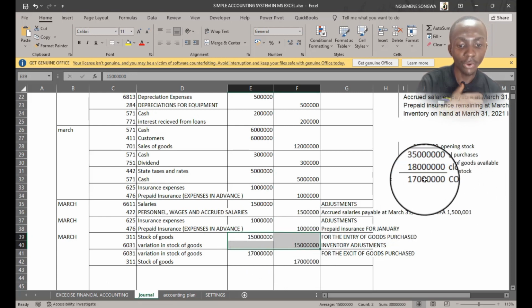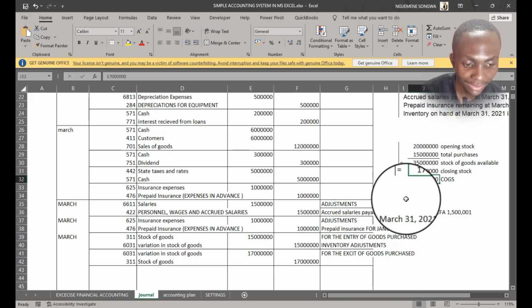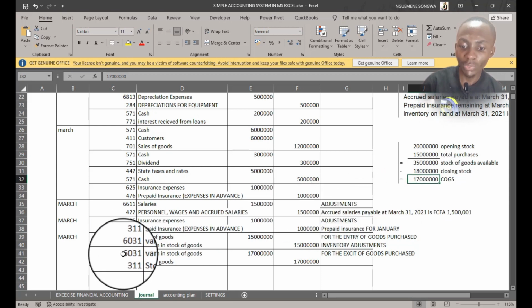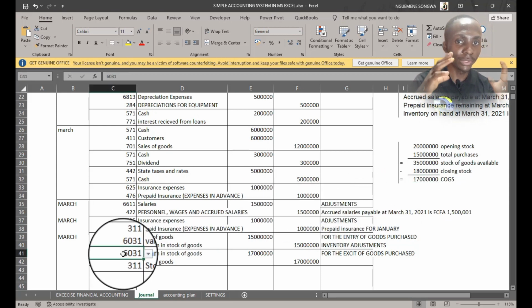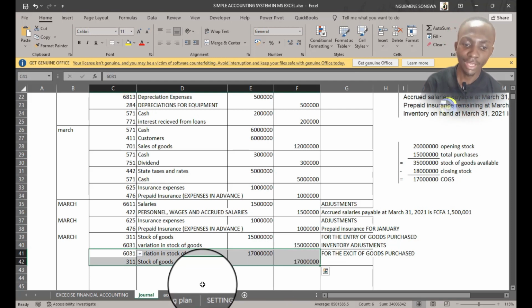And in terms of all the sales, the total cost of goods sold for the period year represents 17 million. So when we sell goods, the variation of stock of goods is debited and the stock itself is exited from the warehouse by being credited. So I'll just make these accounting entries in order to make the inventory adjustment.